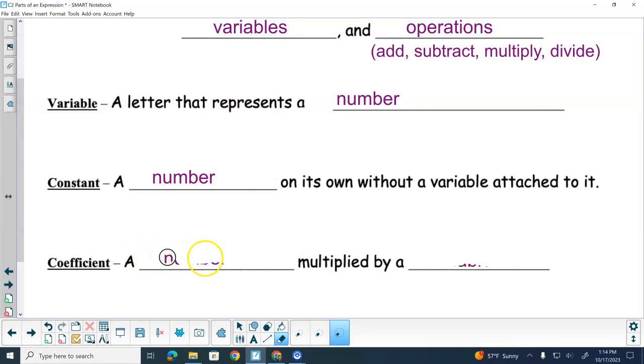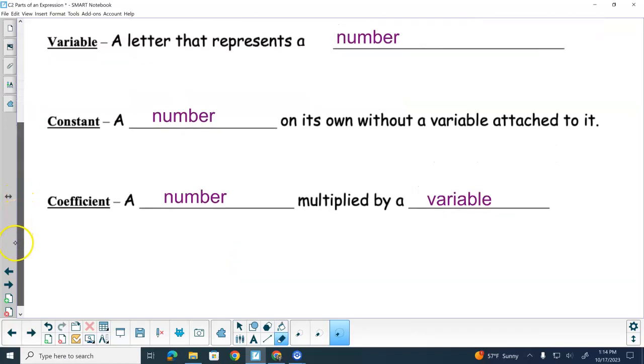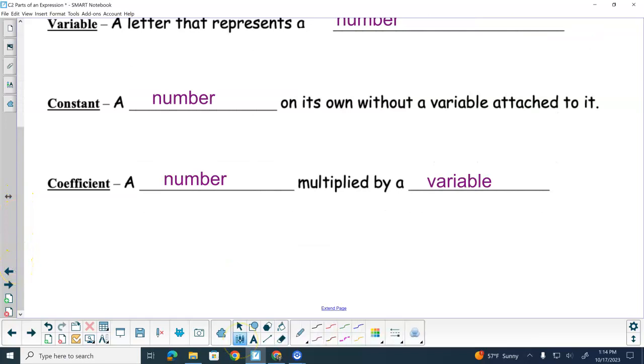On those variables, we have what's called a coefficient. The true meaning of a coefficient is a number that is multiplied by a variable. But where you find it, and you should write this down right underneath that one, is the number in front of a variable.